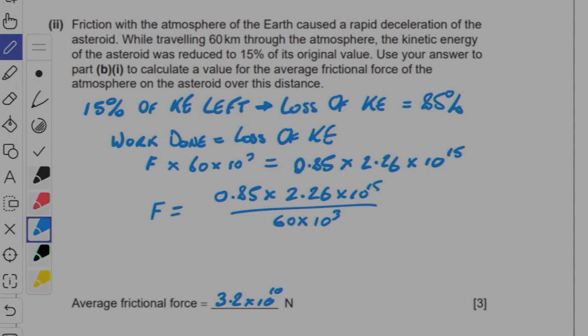And again, it's the average force because it wouldn't be constant. As the object slowed down, the force would change because the force of air resistance is velocity dependent. But it does give us a way of calculating the average force.